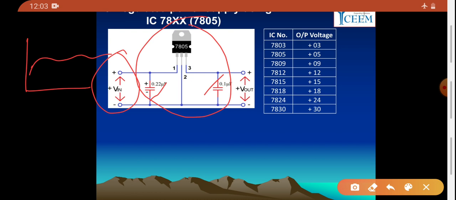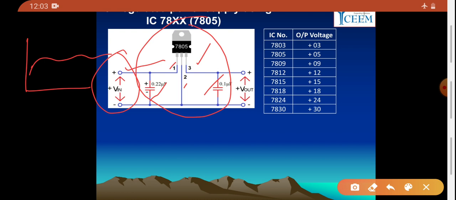These two are used as additional filters which will improve the transient response of the regulator, which will improve the performance of the regulator. Whenever you are using the filters in the circuit, in addition to that filter, these two capacitors will be additional in the circuit to improve the performance of this IC. So here you can see pin number 1 is the input, pin number 2 is connected to ground, and 3 is output.